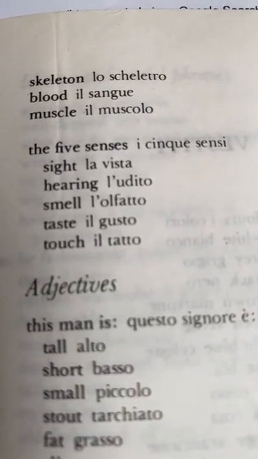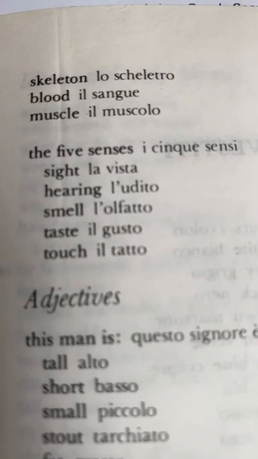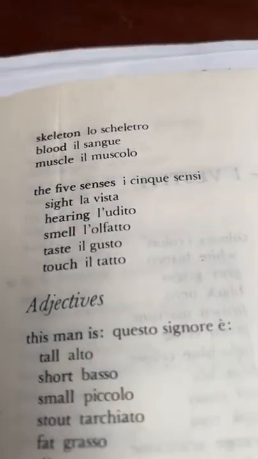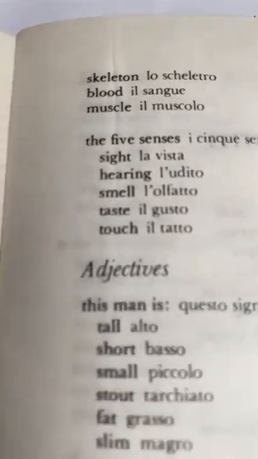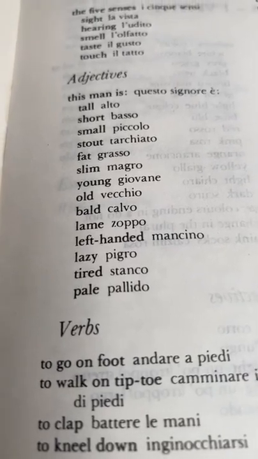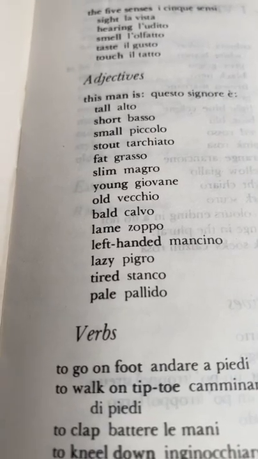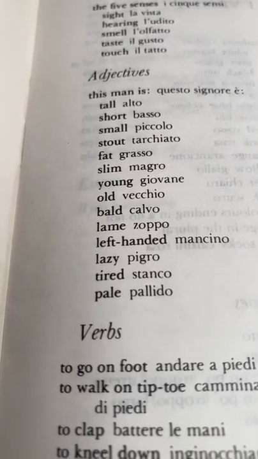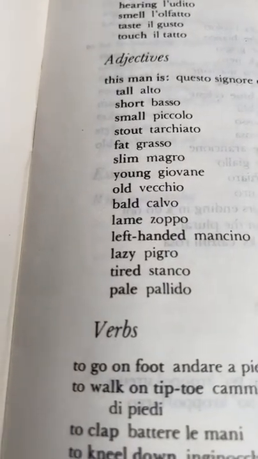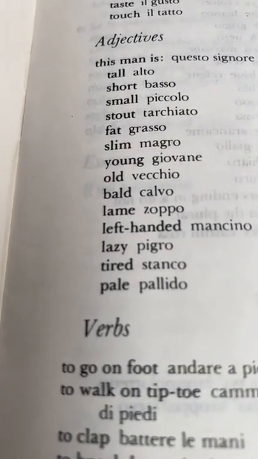Now the 5 senses, i 5 sensi sono: la vista, l'udito, l'olfatto, il gusto, il tatto. Sight, hearing, smell, taste, touch. And then you've got the adjectives as well here. This man is, questo signore è alto, basso, piccolo, tarchiato, stout, fat, grasso, slim, magro, giovane, vecchio, calvo, zoppo, mancino, pigro, stanco, pallido. There's a few there.